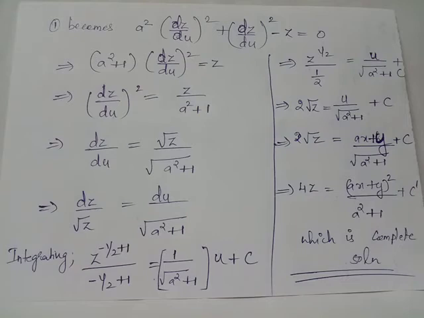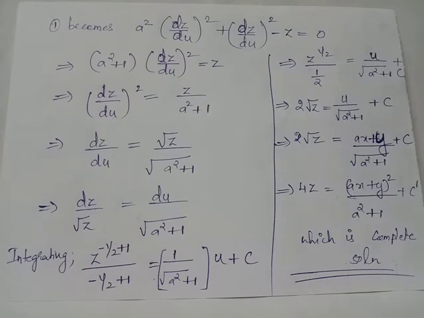We have started the solution using the assumption that u equals ax plus y. Therefore, we have to resubstitute u as ax plus y itself. Now, if you square both sides, you have 4z equals ax plus y the whole square upon a square plus 1 plus constant of integration. This is the expression which gives you the complete solution.